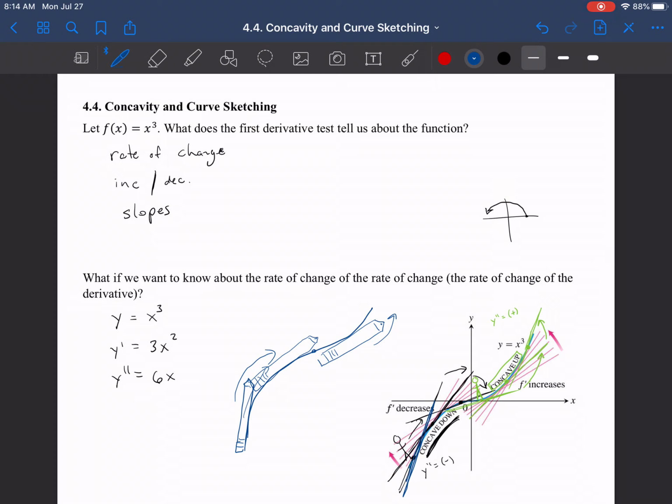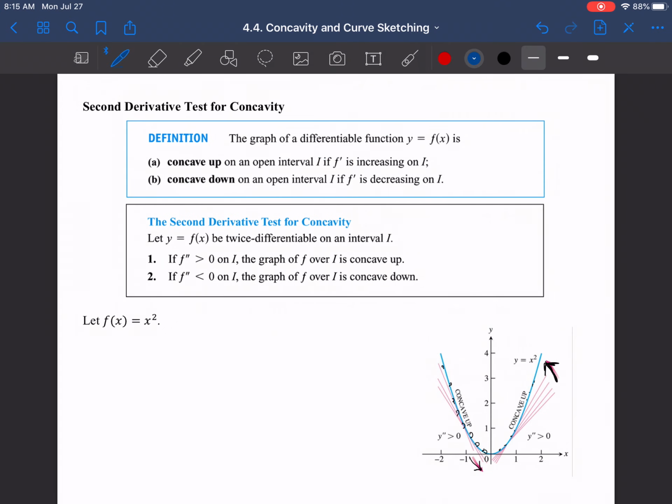If it's rotating clockwise, it is concave down in that area, and the second derivatives are going to be negative in that area. If it's rotating counterclockwise, it is concave up in that area, and your second derivatives are going to be positive in that area. All right, moving on here.